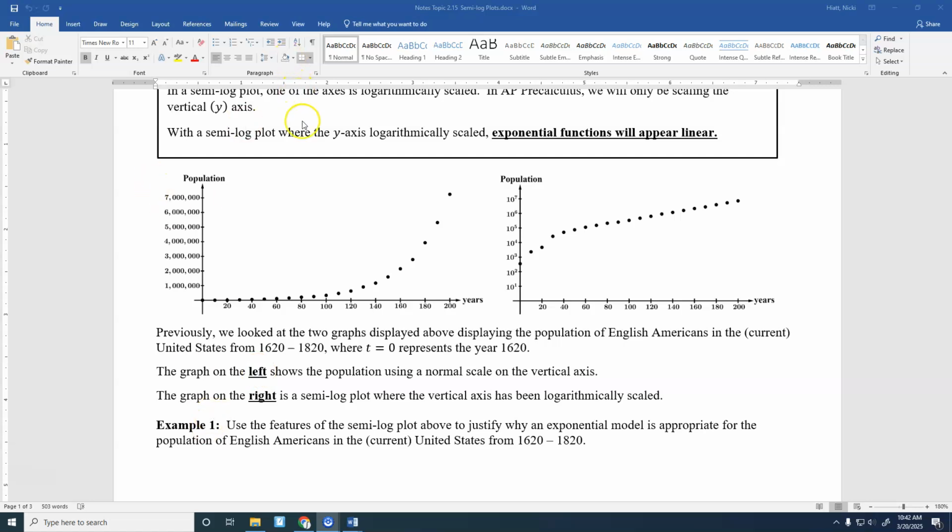Here, it's important to note this. With a semi-log plot where the y-axis is logarithmically scaled, exponential functions appear linear. So when you have an exponential function that's graphed regularly, if you graph it on a semi-log plot, it should look kind of like a line. And this one doesn't look very linear right here, but it looks pretty linear past like year 40 right there. So you can see that pattern right there.